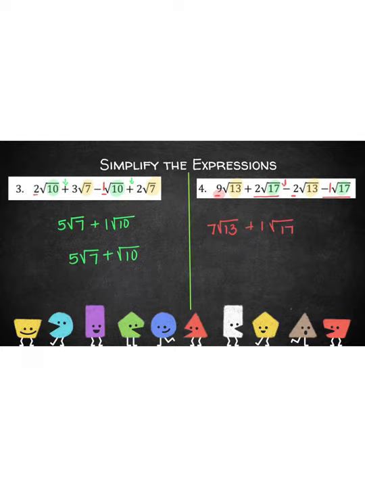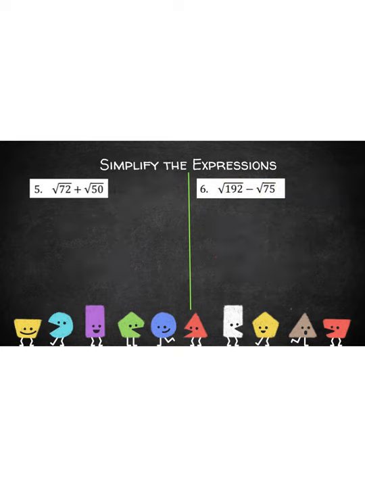And just like number 3, I can write it like this: 7 square root 13 plus 1 square root 17, or I can just say square root 17. Both of those would be counted as correct. So 1, 2, 3, and 4 were already set up. You didn't have to simplify your expressions before you could add or subtract. These ones we're going to have to simplify, and we're going to do that just like we did in the lessons before.